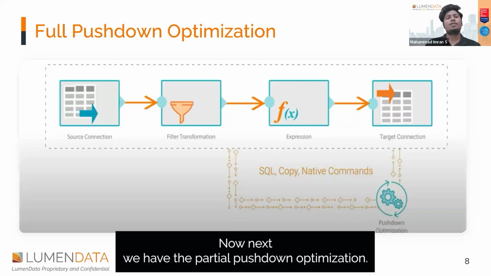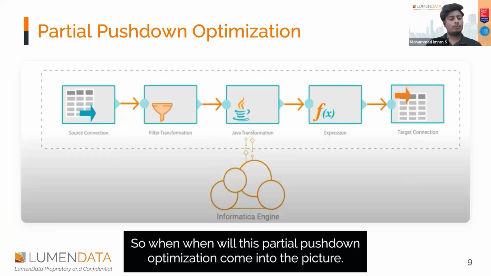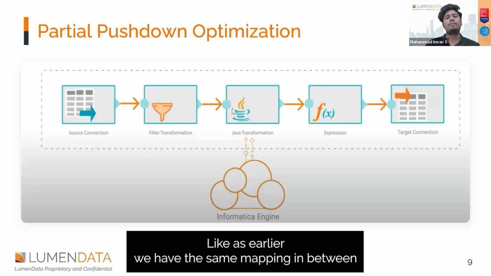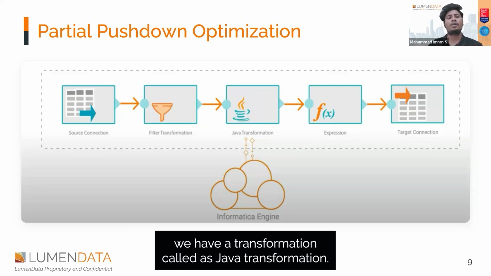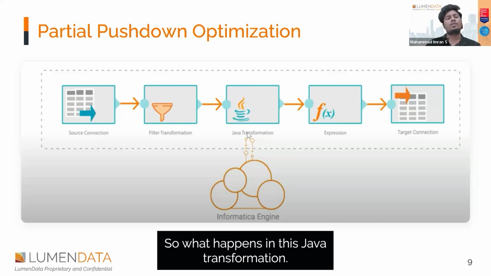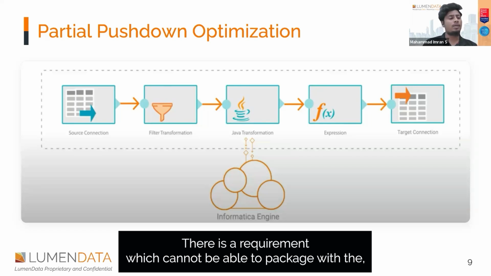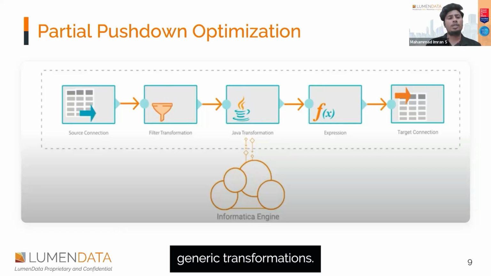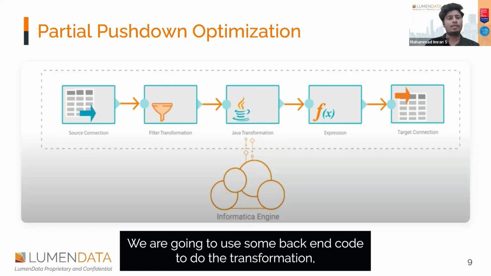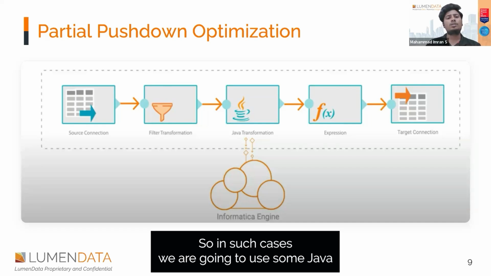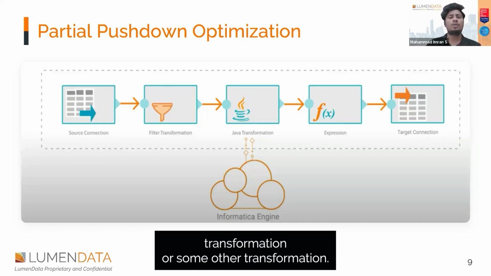Now next we have the partial pushdown optimization. When will this partial pushdown optimization come into the picture? If you look at the image on the screen, we have the same mapping as earlier. In between, we have a transformation called Java transformation. Why do we use the Java transformation here? There is a requirement which cannot be tackled with the generic transformations. We are going to use some backend code to do the transformation, the validation, or the standardization. So in such cases, we are going to use Java transformation or some other transformation.